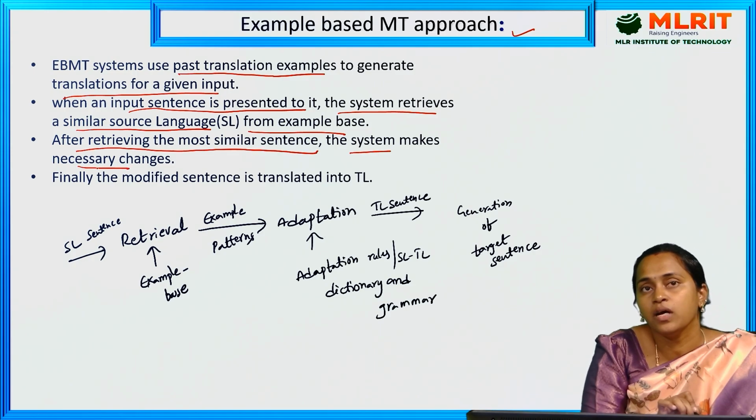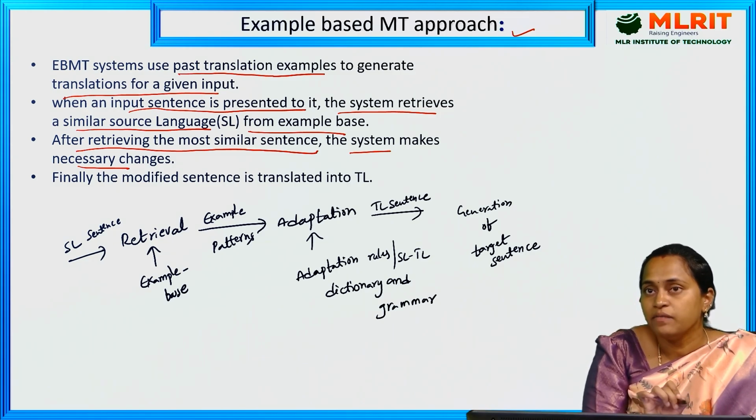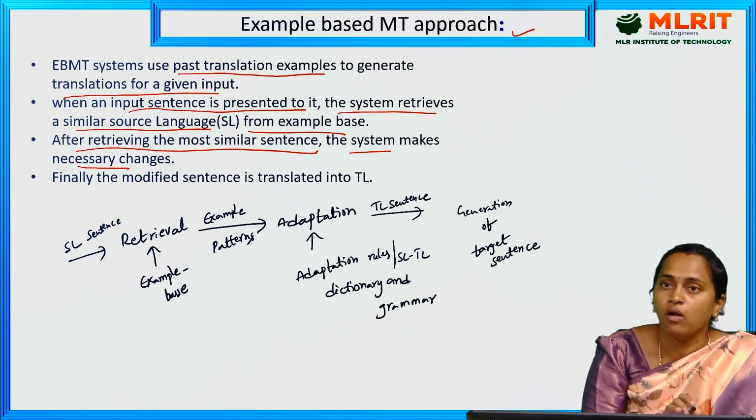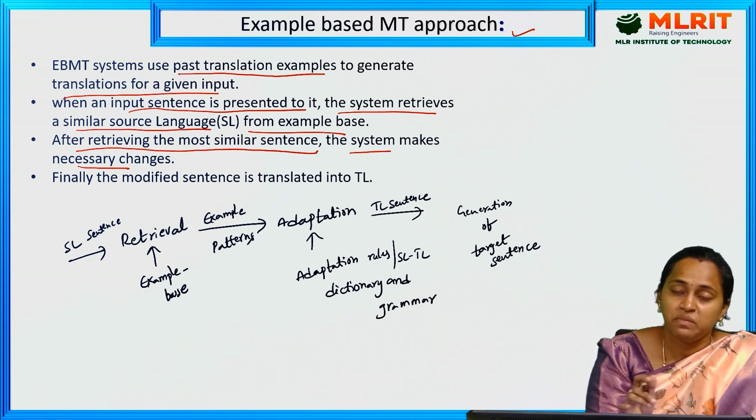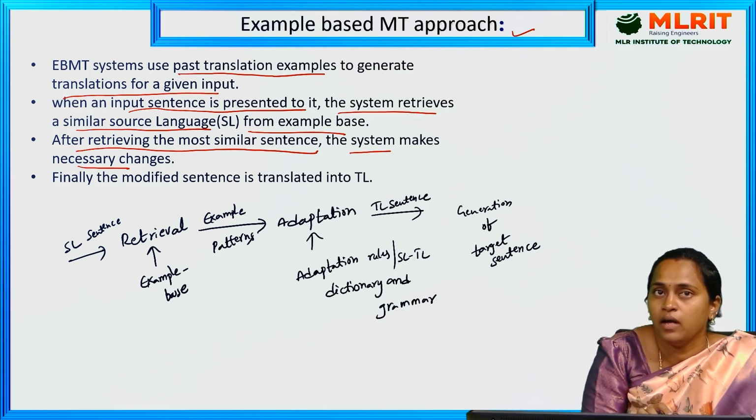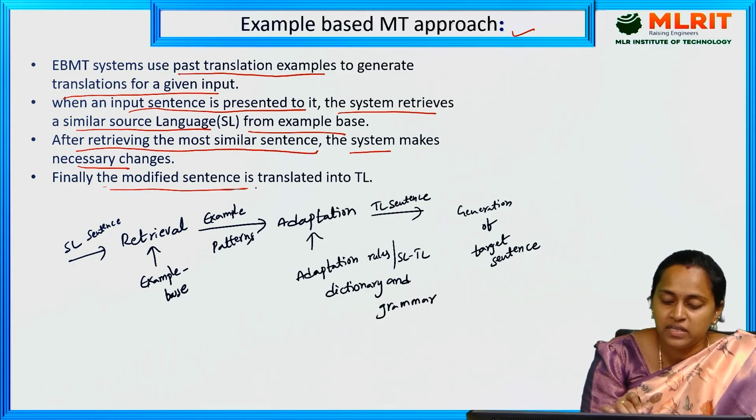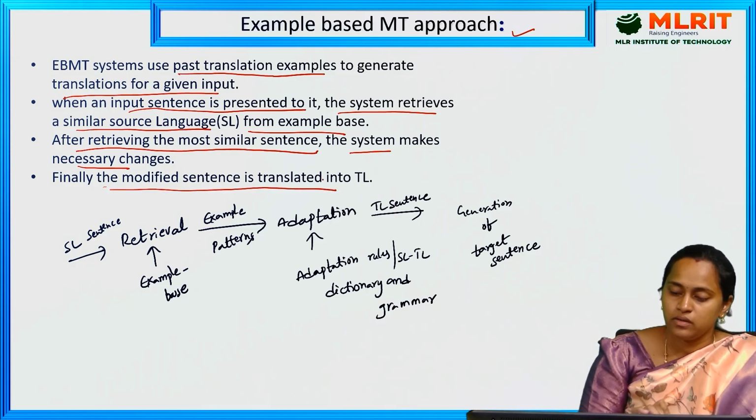After retrieving the sentence in the target language, it will rearrange it. Synthesis is compulsory, because the machine will not give the accurate, exact sentence. Human evaluation is needed. Finally, the modified sentence is translated into the target language.